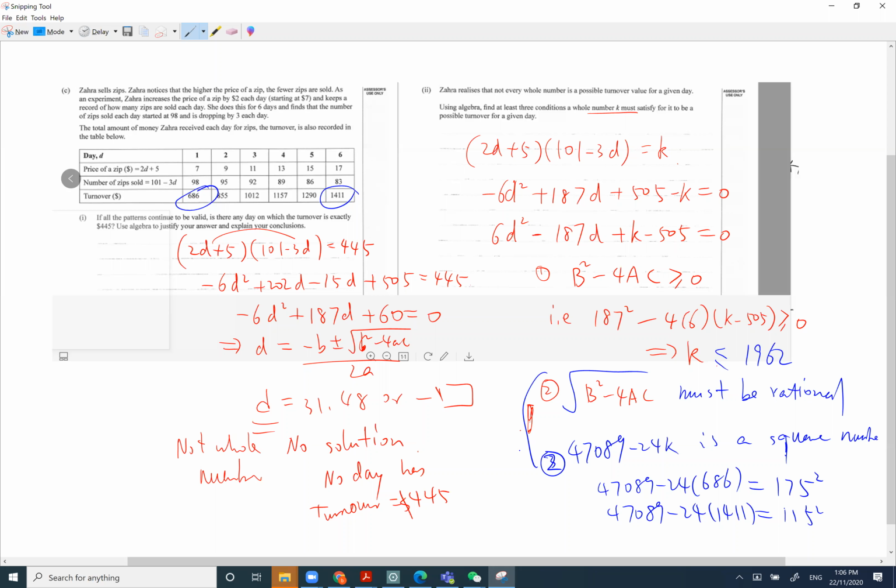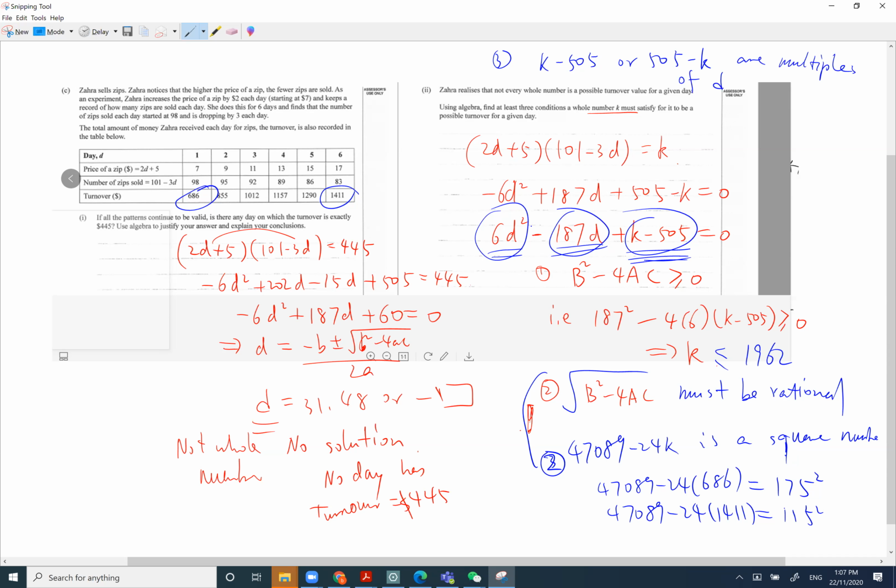The third condition. Check D, all whole numbers. D can divide this part, which means K minus 505, or 505 minus K, is a multiple of D. Because all are whole numbers, this part is a multiple of D, so this is divisible by D.